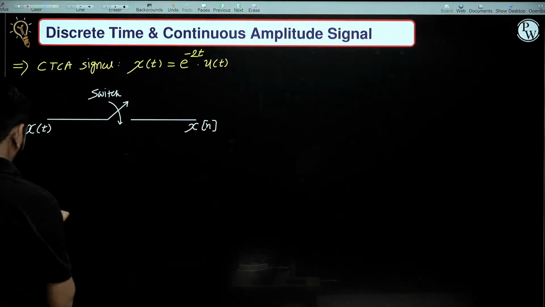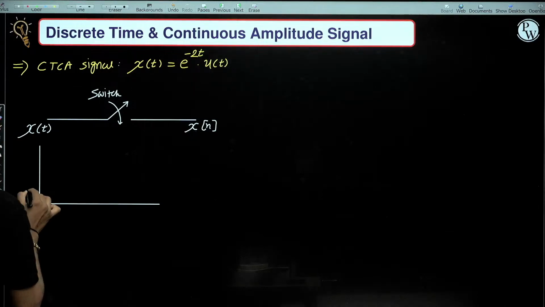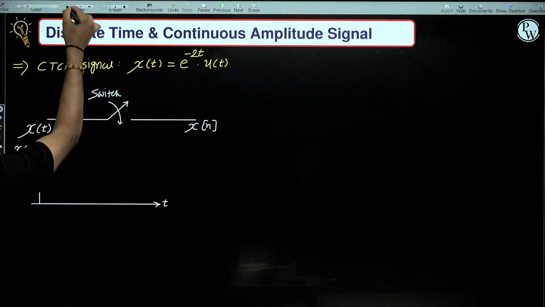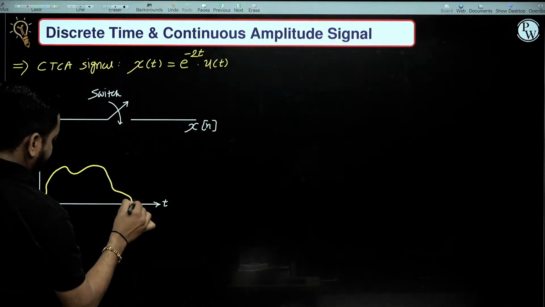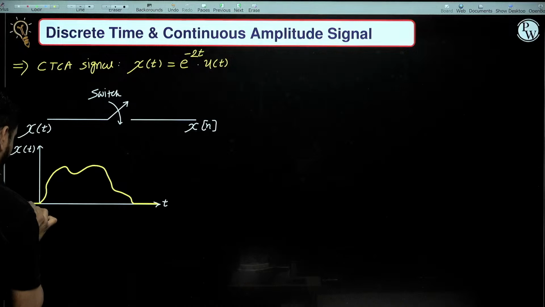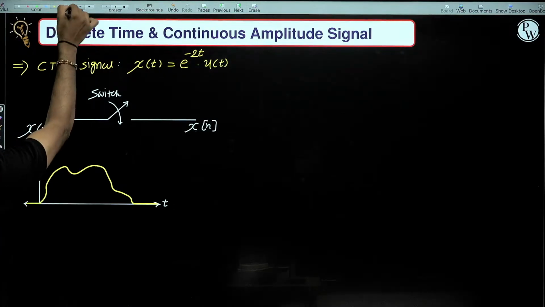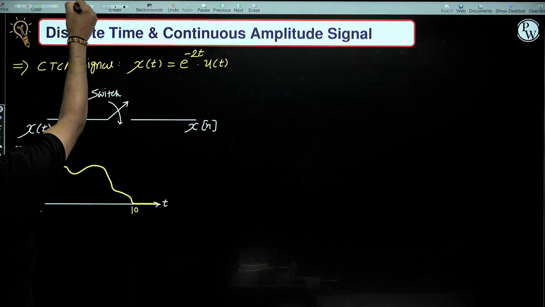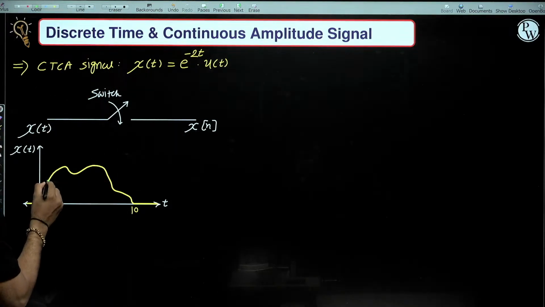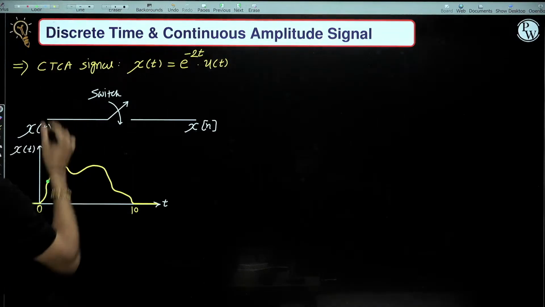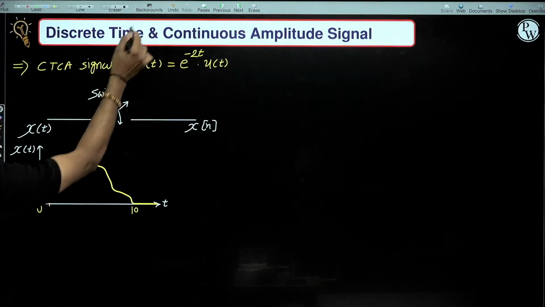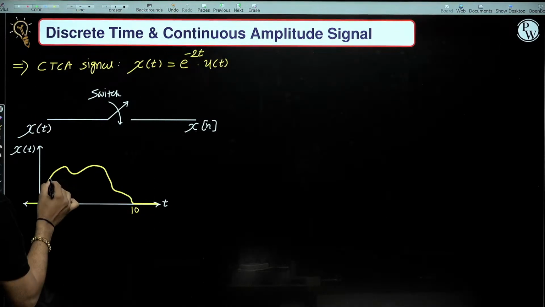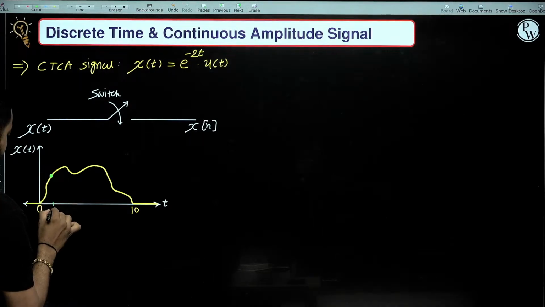Now what exactly are we doing, guys? Suppose this is the continuous time signal, just an example, starting at point 0 and ending at 10. You take the first sample at t equal to 2 seconds.